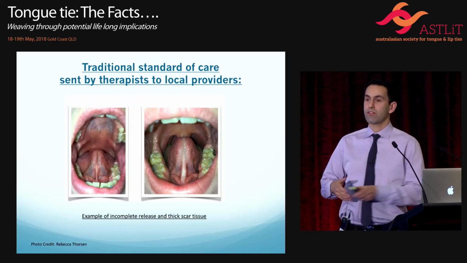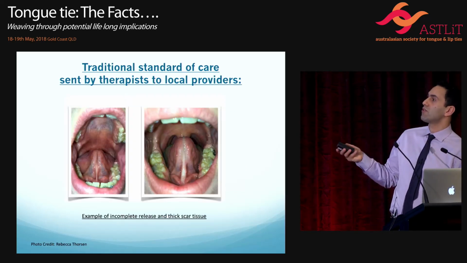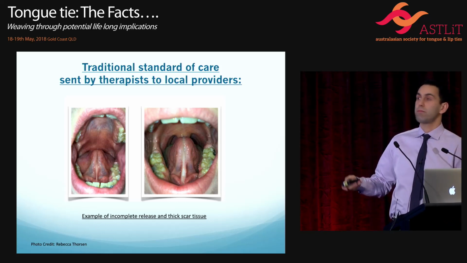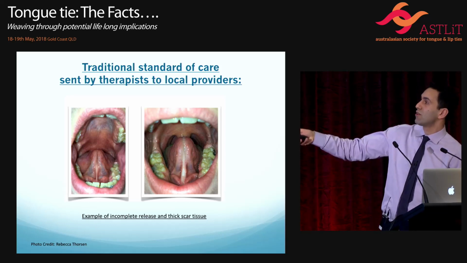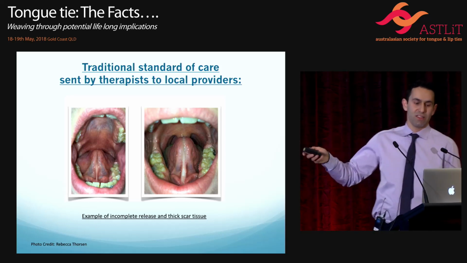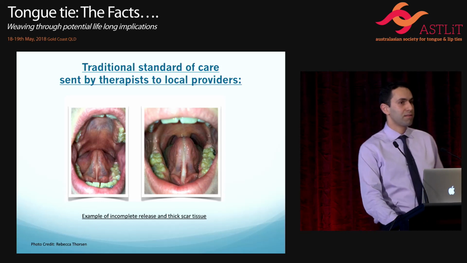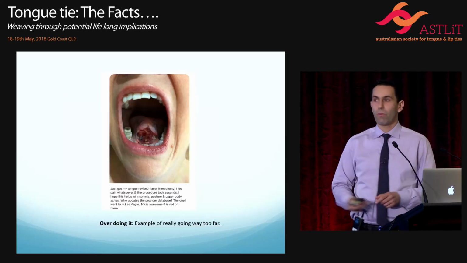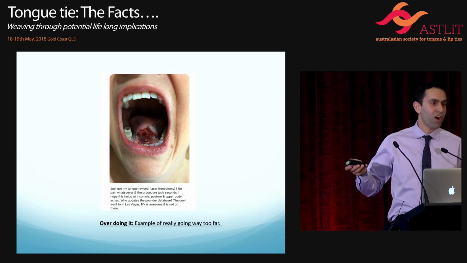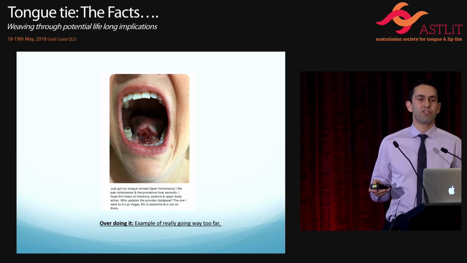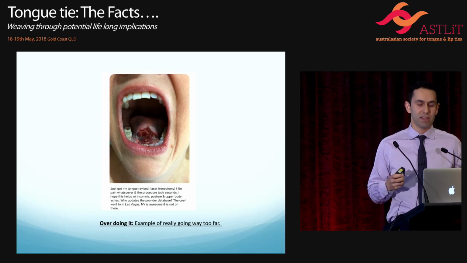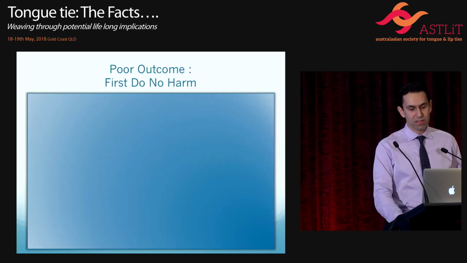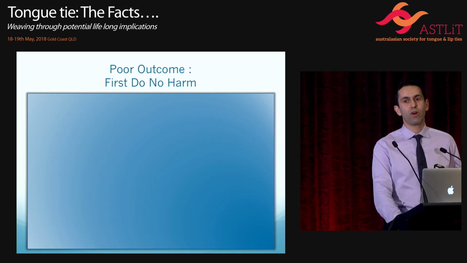So when I first started doing these cases, the traditional standard of care was just to make a cut and really not support it with any postoperative myofunctional therapy care. So you've created an improvement, but you've also maybe created a fixed scar because they didn't go deep enough. And other times you're just going far, far, far too deep because they're trying to get a complete release. Okay? And it's really important that when we're doing these, you first want to do no harm.